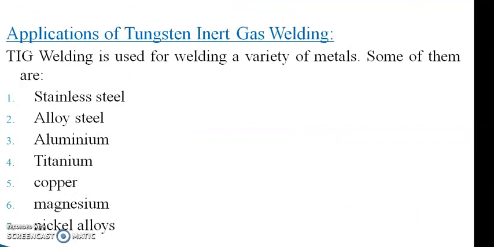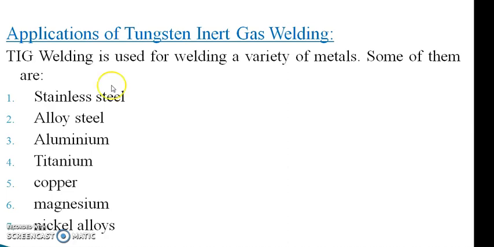Then let us discuss some applications. This process is capable of producing continuous, intermittent or spot welds. It can be used as continuous welding as well as some spot welding. It is used for welding of aluminium and its alloys, stainless steel, magnesium alloy, nickel based alloys, copper based alloys and some refractory materials.